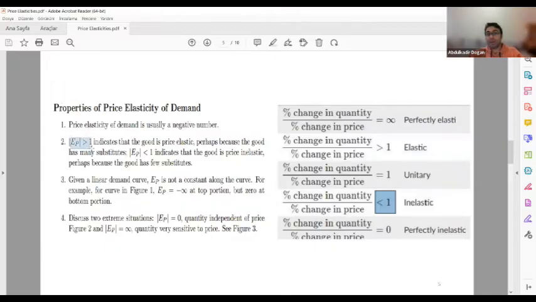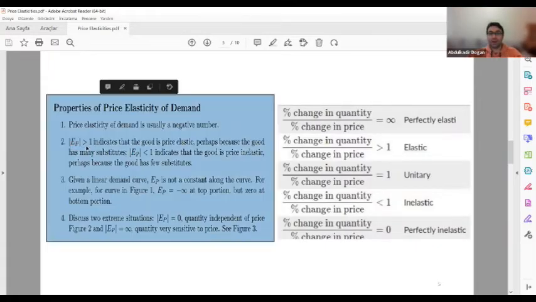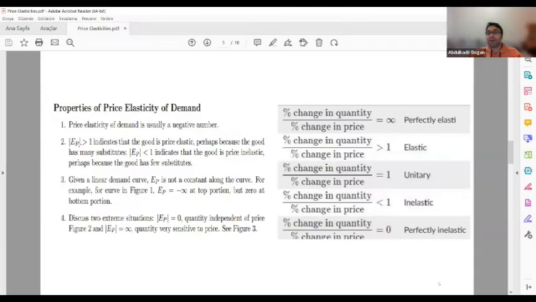But I'm always taking the absolute value. Okay, no negative number there. We are taking the absolute value. And if my elasticity is greater than 1, it indicates that demand is elastic. Okay, demand is elastic, perhaps because the good has many substitutes. What does it mean? If I have an elastic demand for coffee, this means that coffee has lots of substitutes.